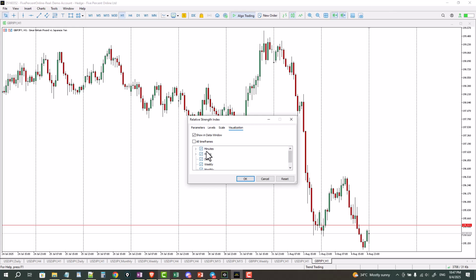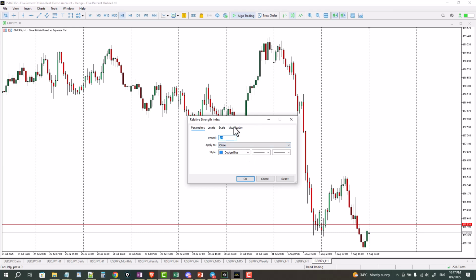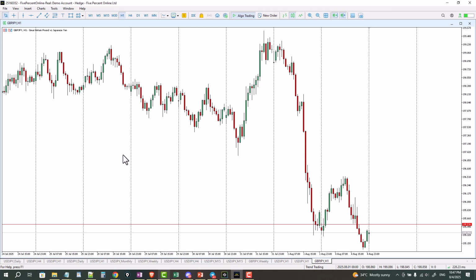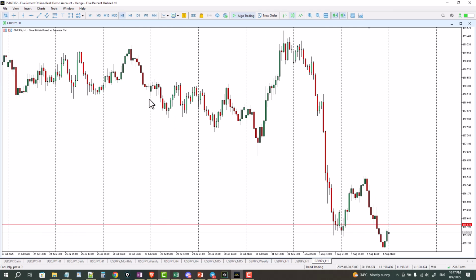To make things easy for you to see, let's assume we want the RSI indicator to be displayed only on the daily time frame. In this case, you can see that I'm on the 1 hour time frame, and on the parameters, we've selected our period, we've selected the color and the lines, the width and all of that. And here we're just going to select OK. So you can see that I've added this indicator to the chart, but it's not showing on the chart because this is the 1 hour time frame.